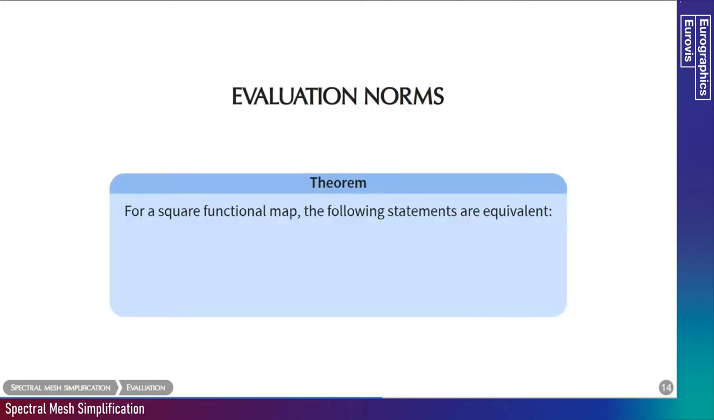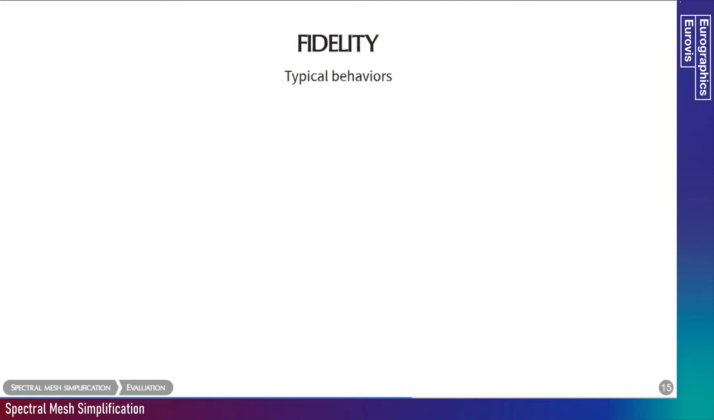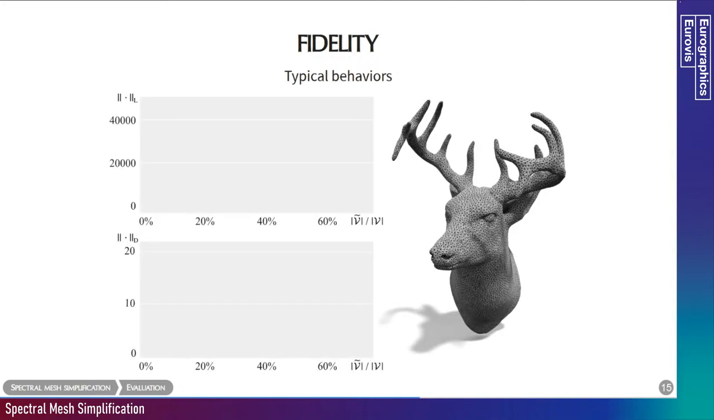Indeed, more formally, this means that these three statements are equivalent. First, both norms are equal to zero. Second, when transferring all frequencies from fine mesh to coarse mesh, not only the resulting vectors are the eigenvectors of the eigenvalue problem on the coarse mesh, but also the fine and coarse eigenvalues are the same. And third, the same as the second point, but the other way around. Let's observe the typical behavior with regard to these norms on a mesh with 21,000 vertices. Here, k is equal to 100, so we aim to preserve 100 eigenvectors.